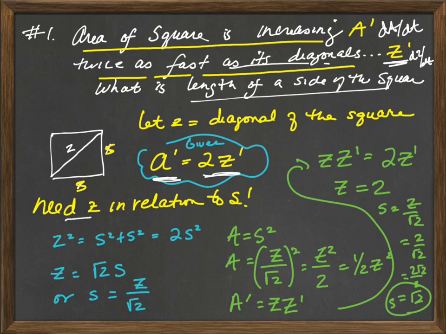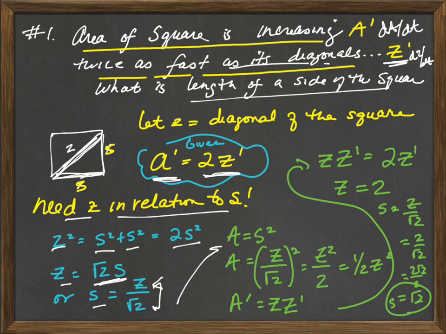Now we need z in relation to the area of a square, the diagonals in relationship to the sides. So if we use the Pythagorean theorem, we know z squared is s squared plus s squared, or 2s squared. So s is z over the square root of 2, whichever way you're going to end up using it. So the area of a square is side squared, so let's use z over square root of 2, and we get z squared over 2, or 1/2 z squared.